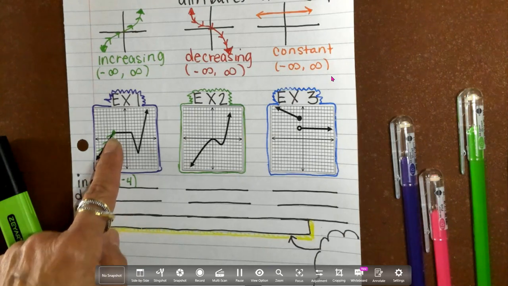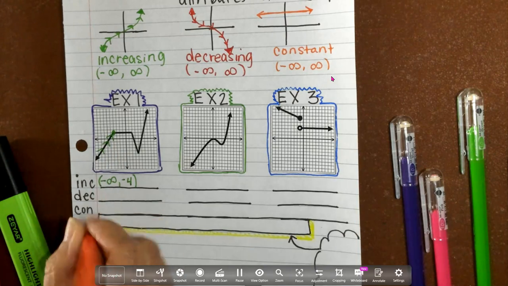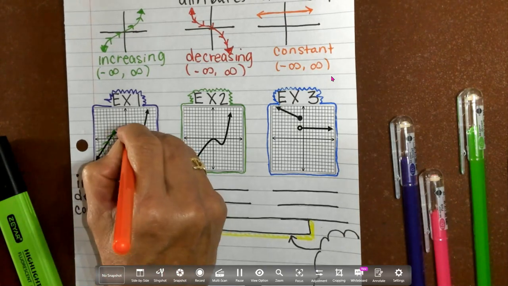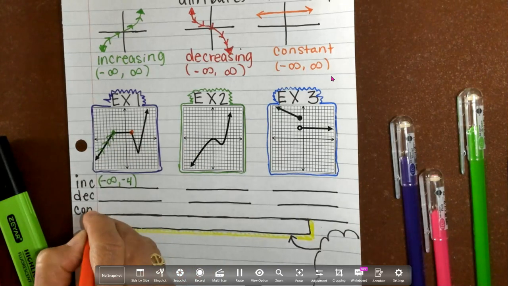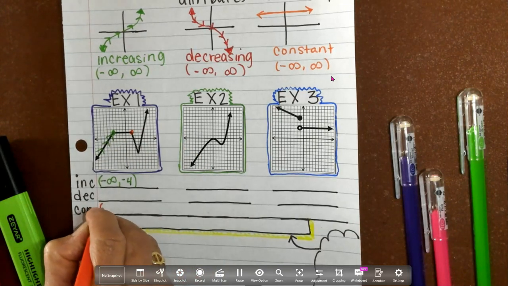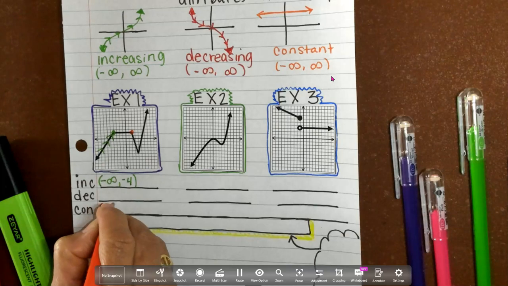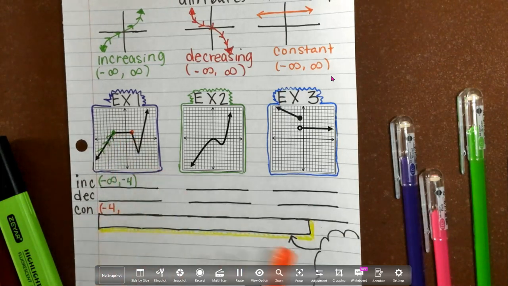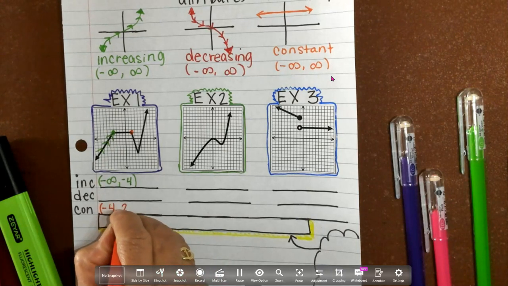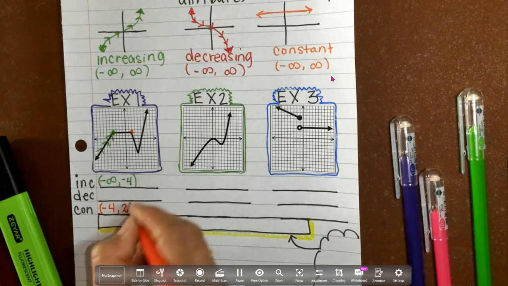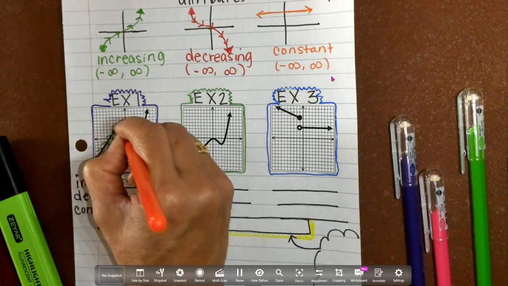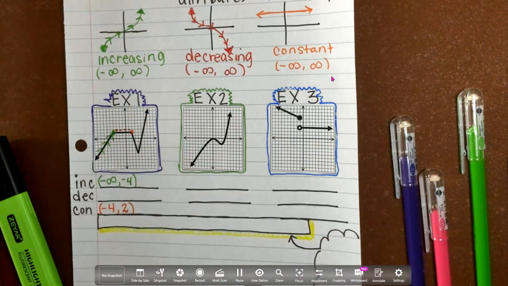If you notice, this is a horizontal line all the way up to this point. And that is going to be constant from where x is negative 4. Look, it's crossing the origin. And it looks like it's constant right there at x equals 2. So this is where that part is constant. And then it starts falling.